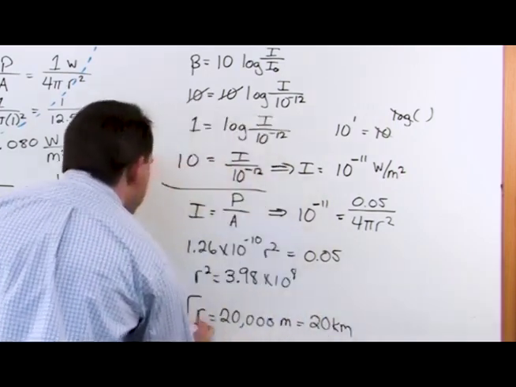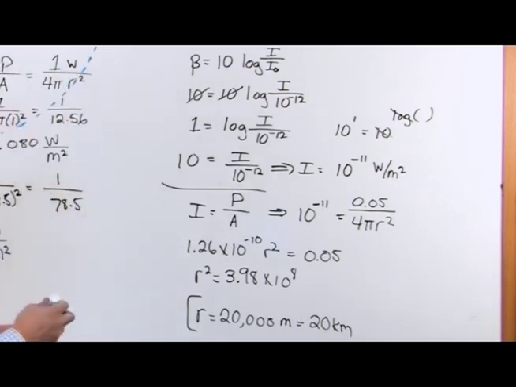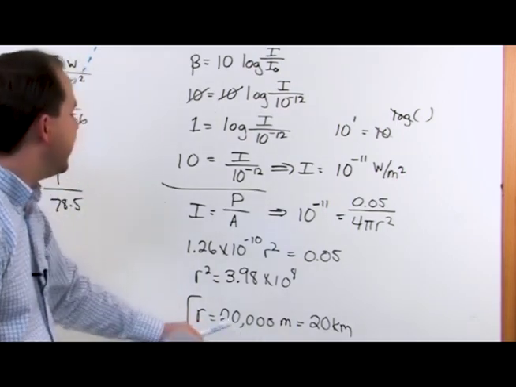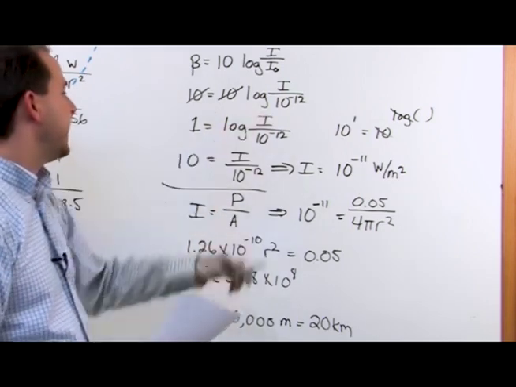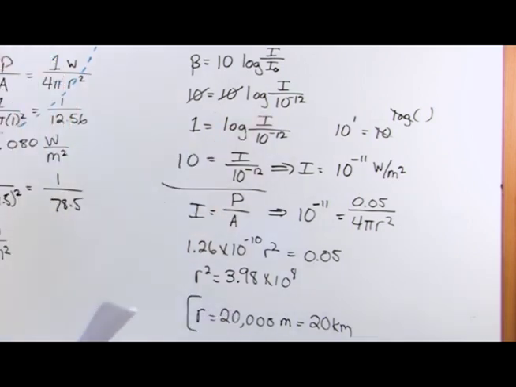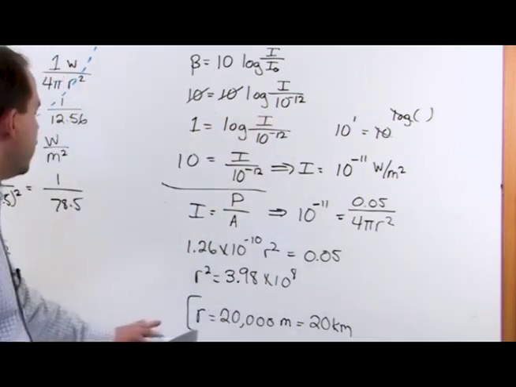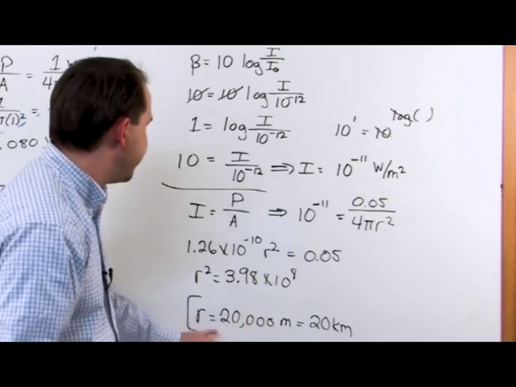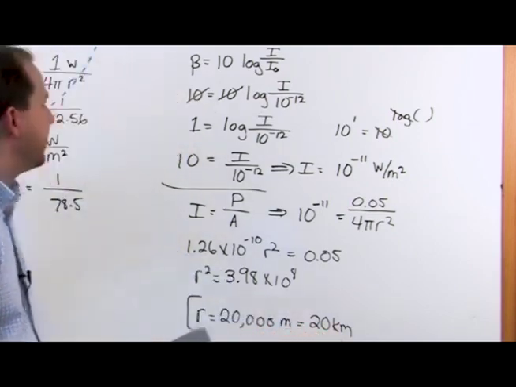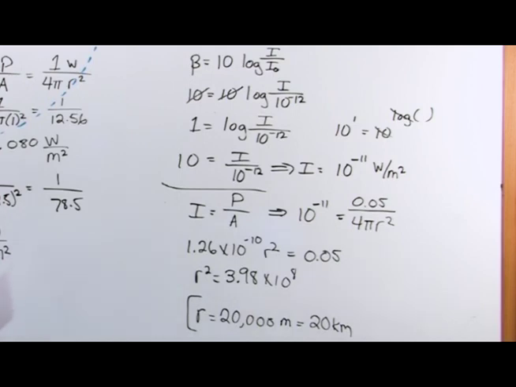So that means that this whale can actually be 20 kilometers away. If he's farther away than this, the intensity is going to drop so low that I'm going to have less than 10 dB at the microphone. I'm not going to be able to register this sound at all. If I'm closer than this, then I'm going to be in good shape for that microphone to detect this whale.